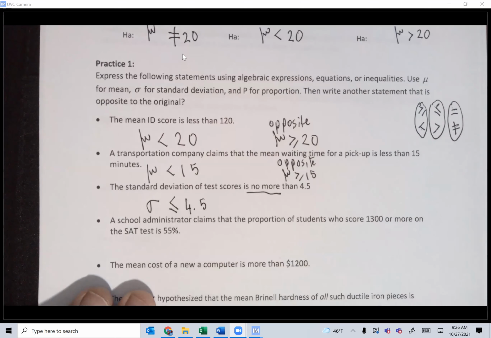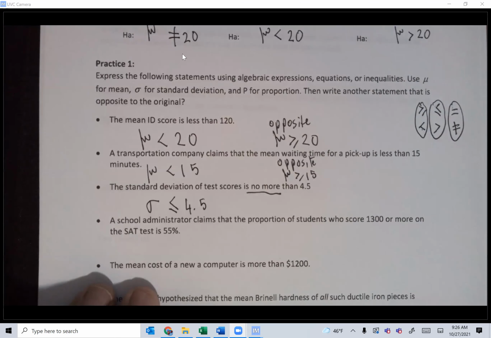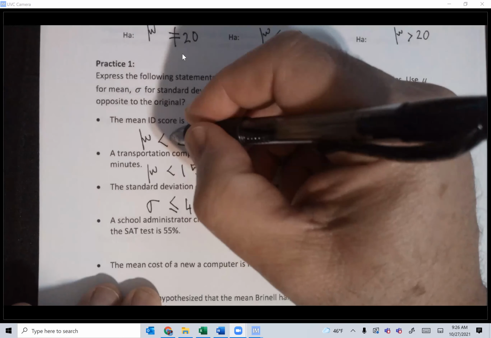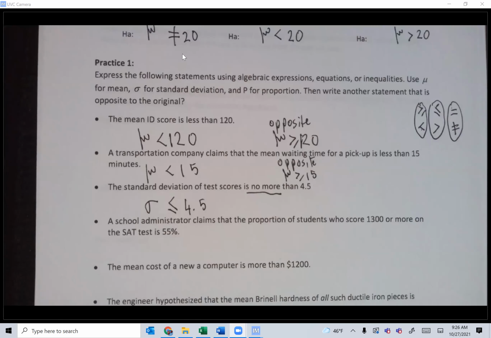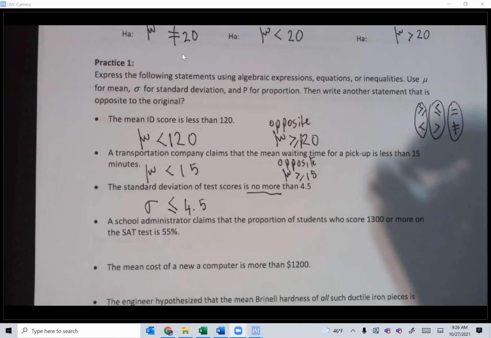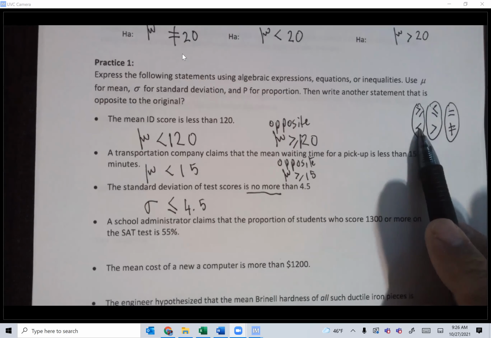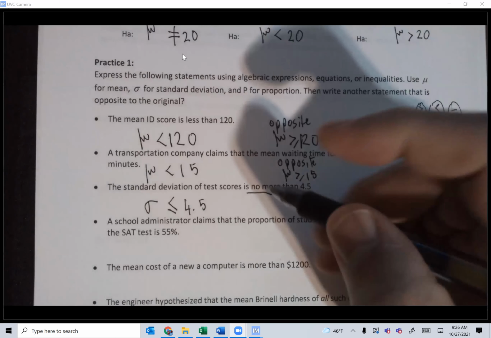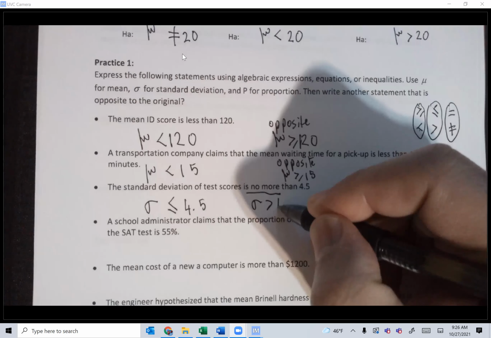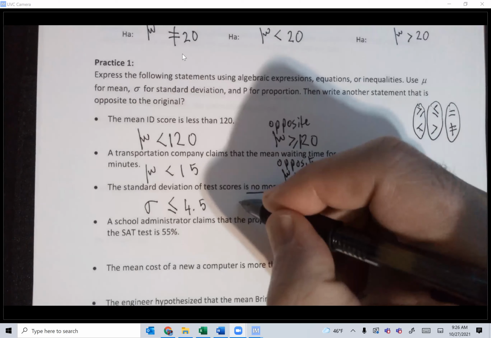Where's the 20 coming from? Oh, 120, I'm sorry. You're right, 120. Thank you. So less than or equal to 4.5. And guys, the opposite will be this. Try to memorize those combinations, guys. You won't have any other combination. These are the only combinations. So that's the opposite.